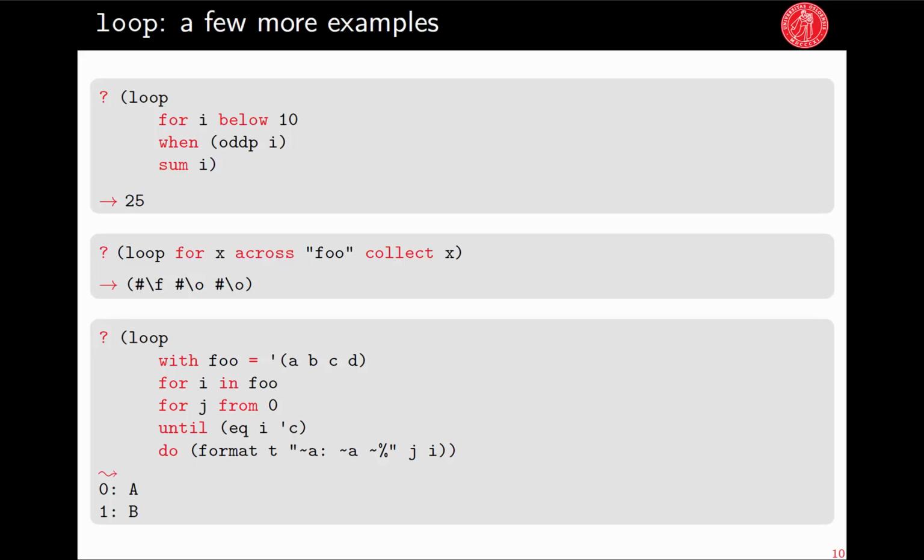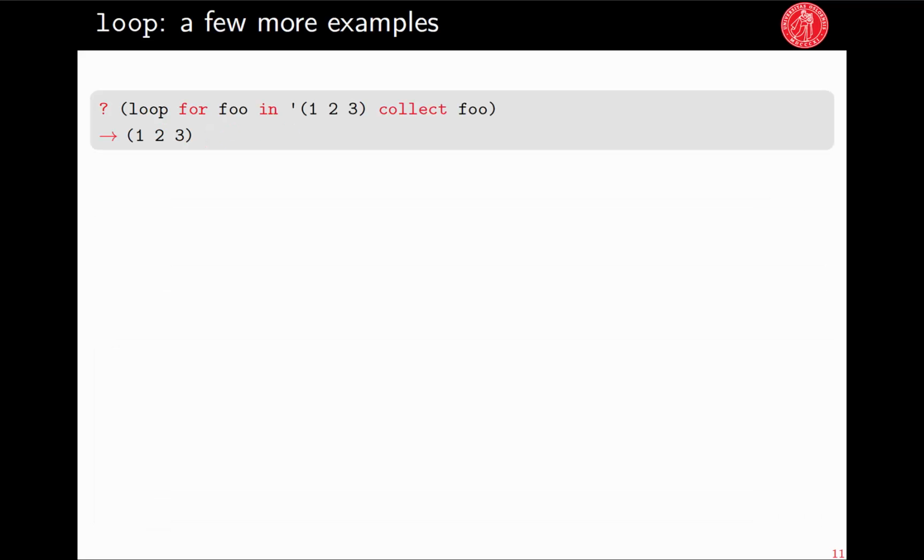And in this case, we actually have another variable I that we use for iterating through the elements in this list foo. And we also have another iteration variable j, which basically just counts up from 0 until we reach some stopping criterion, and then we print in each iteration this print statement. Format is also something we haven't looked at yet, but which we'll get to in a couple of slides.